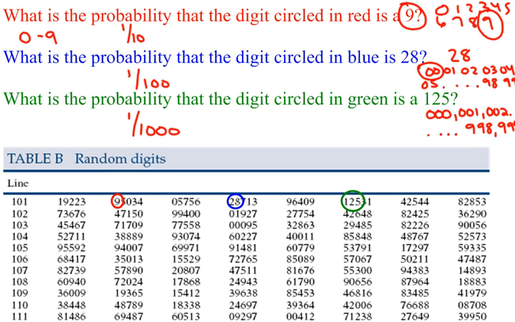So the reason we went through that is on the table of random digits, you have a higher probability of getting a number if it is a single digit, and the more digits you add, the lower the probability of getting that number.